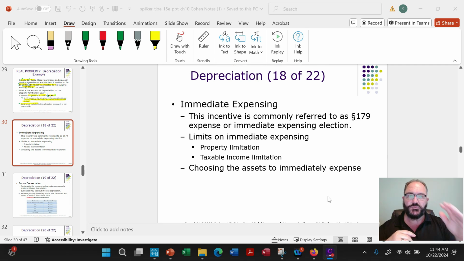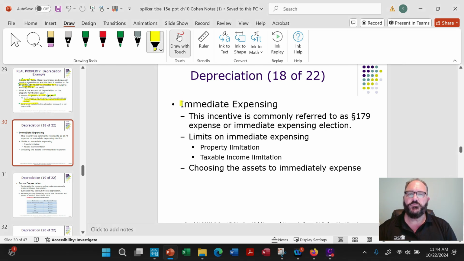Going to take a look at section 179. Now here, notice they use the term immediate expensing. Okay, and it's section 179. So what that allows you to do is instead of taking the asset and taking depreciation, you can immediately expense the asset. Now there are some rules, so there's some limits.